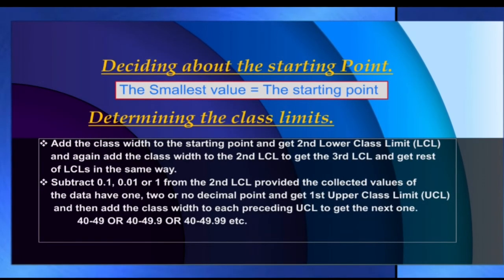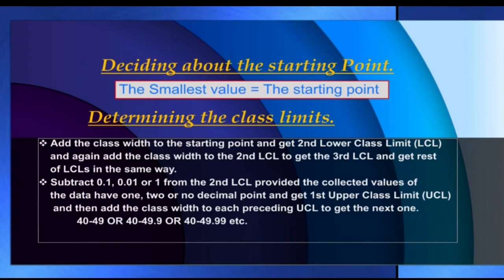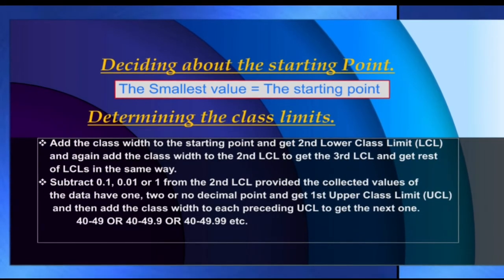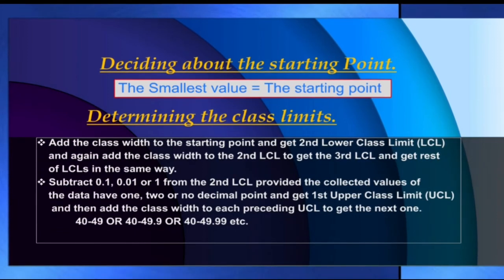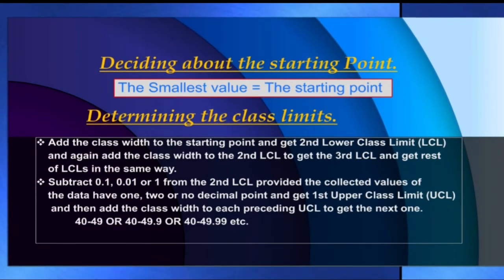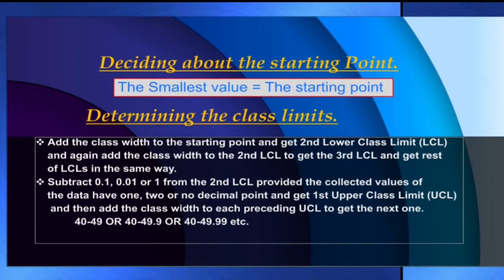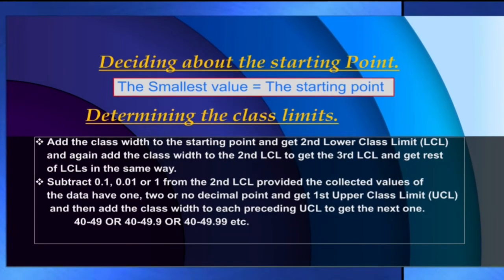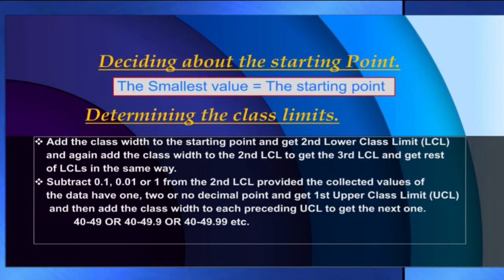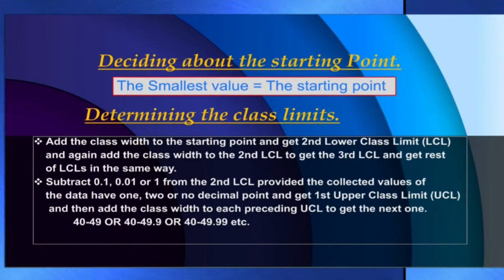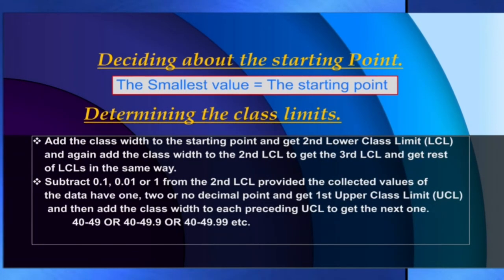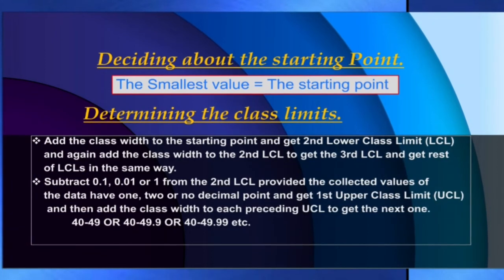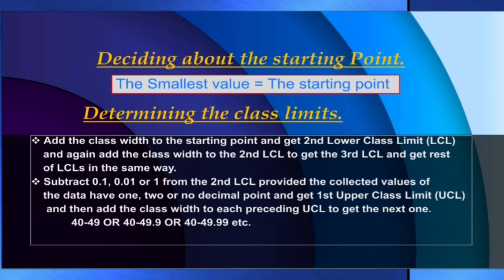Now, in determining the class limits, we first determine the lower class limits. The starting point is the first lower class limit. To get the second lower class limit, simply add the class width to the first lower class limit, and similarly again add the class width to get the third lower class limit, and get the rest in the same way.